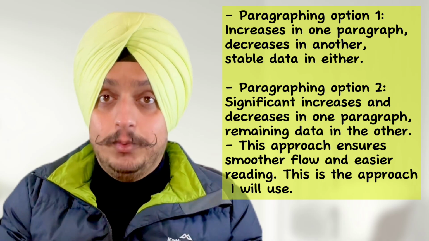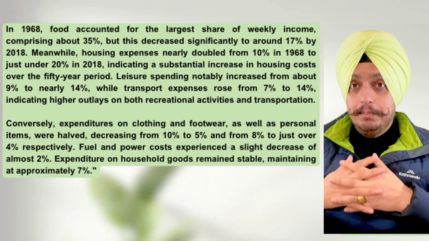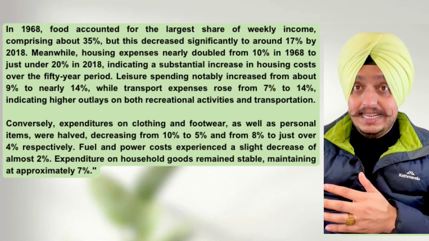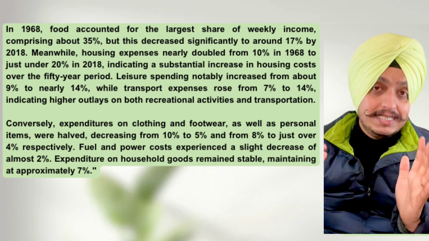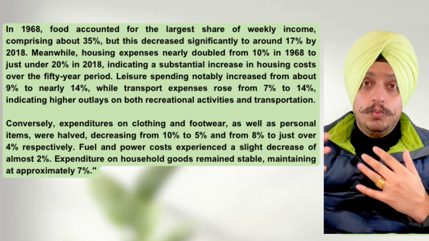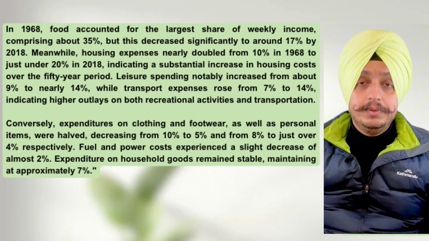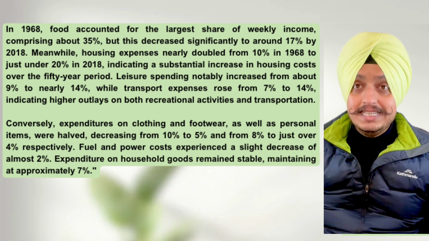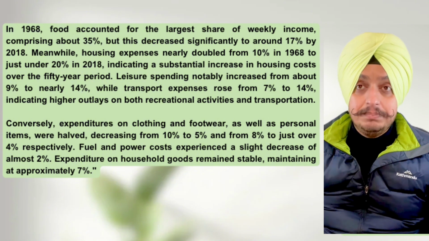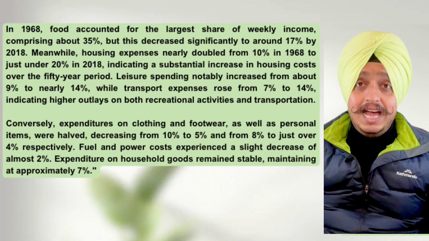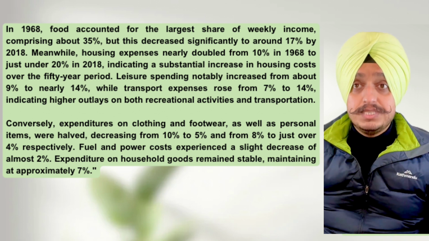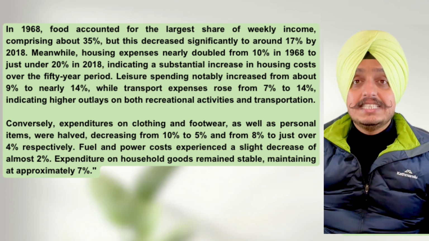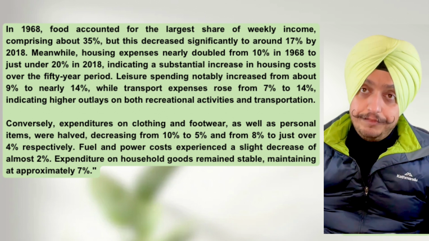So let's write our report. So this is my body paragraph 3 and body paragraph 4. So body paragraph 3 has the highest and the lowest, like I said, and the most significant increases and decreases, and body paragraph 4 has what's remaining. In 1968, food accounted for the largest share of weekly income, comprising about 35%, but this drastically decreased to around 17% by 2018. Meanwhile, housing expenses nearly doubled from 10% in 1968 to just under 20% in 2018, indicating a substantial increase in housing costs over a 50-year period.